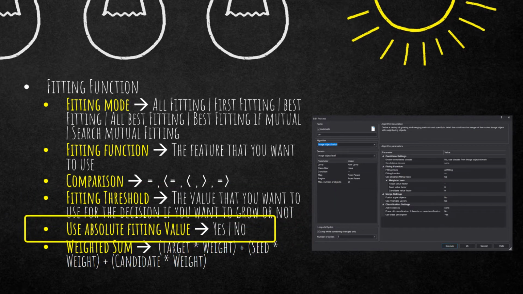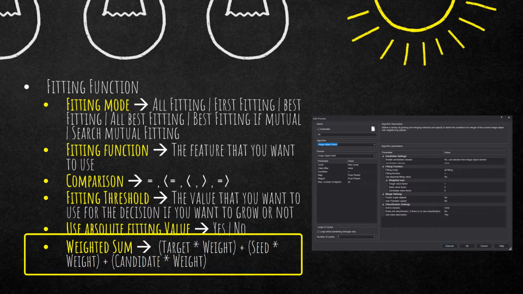Use absolute fitting value, that's very important if you're looking for differences, for example, difference between seed and a candidate. If you set to yes, all differences become positive. If you leave it at no, you can have negative and positive differences. So if you're looking at differences, this setting is very important. And then we have the weighted sum. And this is actually the formula that computes a value which is compared against this fitting threshold. And the formula includes or can include the target object value, the seed object value, or the candidate object value, or any combination you can imagine.